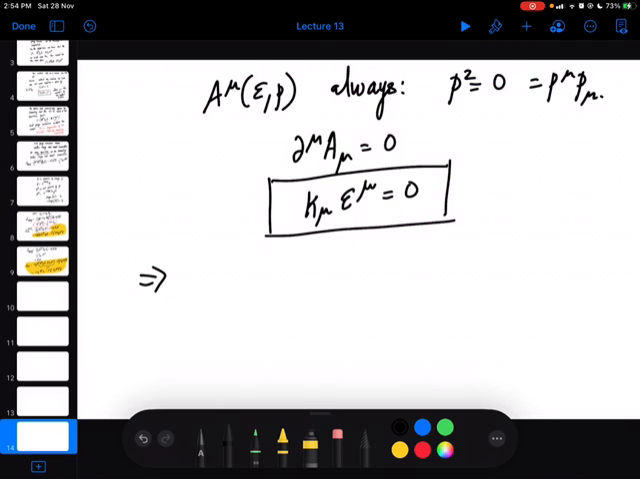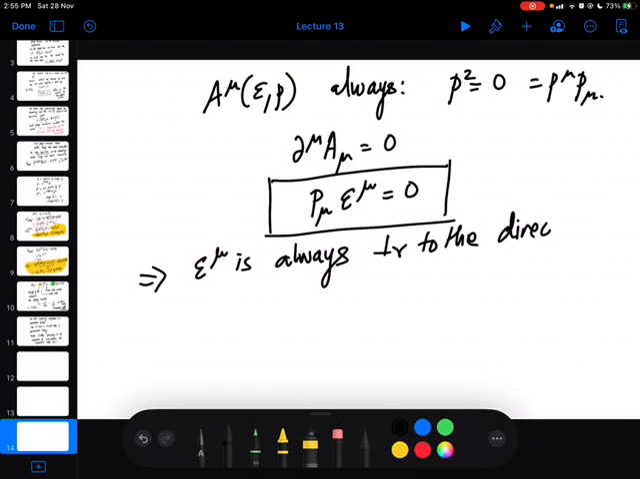This tells you that, if p_μ is the direction of the momentum of the photon, then ε^μ is always perpendicular to the direction of p_μ. So this gives you one condition. Then there is p² equal to 0. This gives you a second condition for massless particles, and it is also related to some gauge condition. But anyway, there is also another gauge condition.